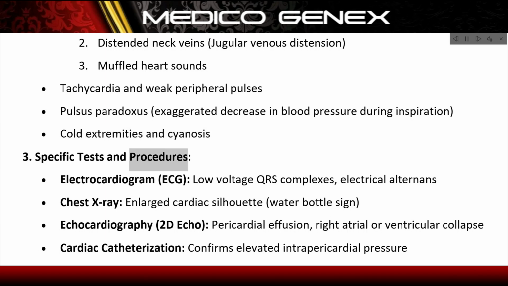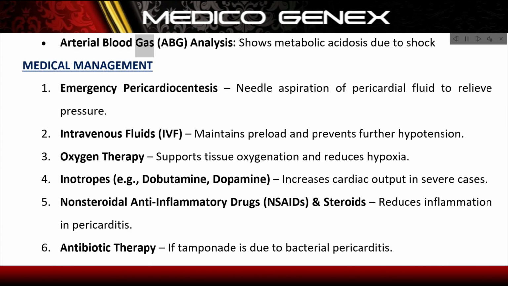3. Specific tests and procedures. Electrocardiogram, ECG, low voltage QRS complexes, electrical alternans. Chest X-ray, enlarged cardiac silhouette, water bottle sign. Echocardiography, 2D echo, pericardial effusion, right atrial or ventricular collapse. Cardiac catheterization, confirms elevated intrapericardial pressure. Arterial blood gas, ABG analysis, shows metabolic acidosis due to shock.